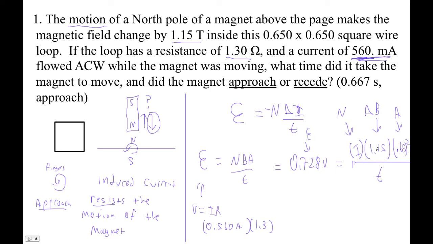So I think I'm going to go this times this times this divided by that, right? So 1 times 1.15 times 0.65 squared divided by 0.728. And I get the time is 0.667 seconds. Ta-da.